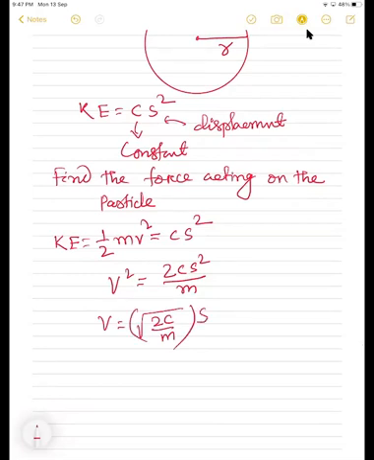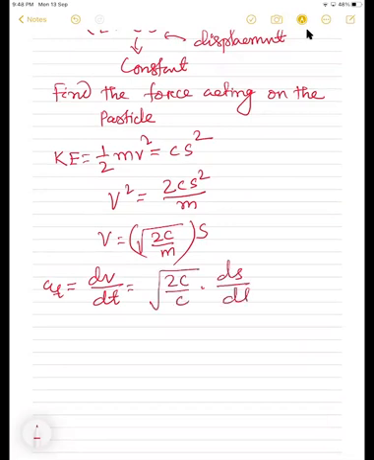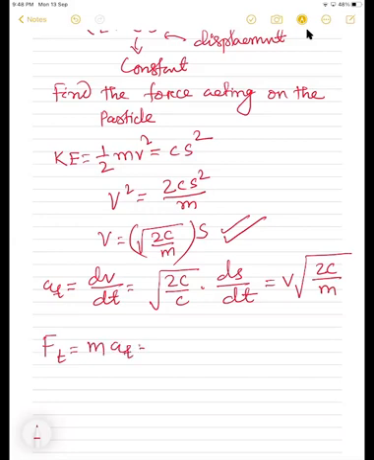Correct? And you know acceleration is equal to rate of change of velocity. So tangential acceleration, which I already explained in circular motion, is dv by dt. If I do dv by dt, 2c by m is constant under the root, so what will come outside? ds by dt, because in place of v we put the value we found. So ds by dt is velocity, so finally you can write velocity into 2c by m. This is the value of acceleration in terms of velocity. And the force acting on the particle, that is the tangential force, is equal to mass into tangential acceleration, that is m into v into 2c by m.